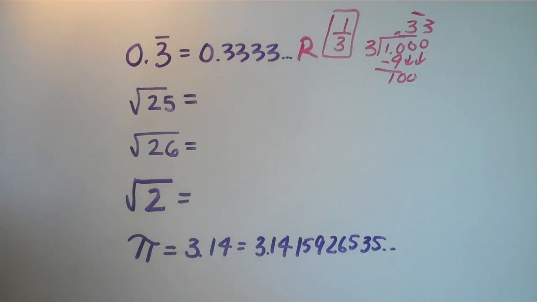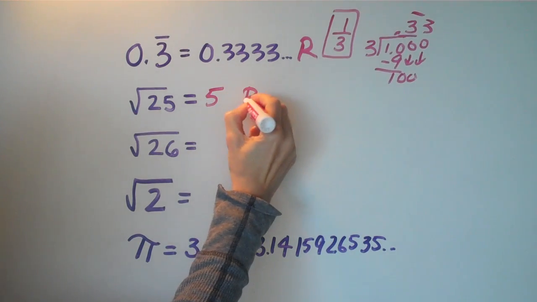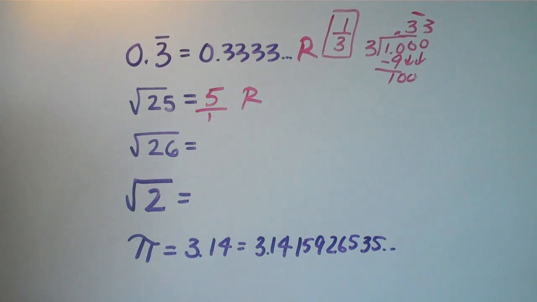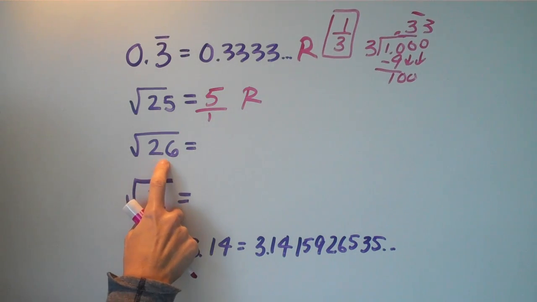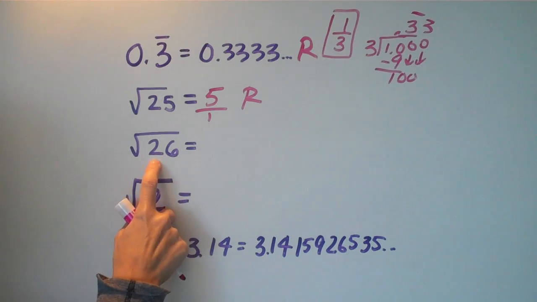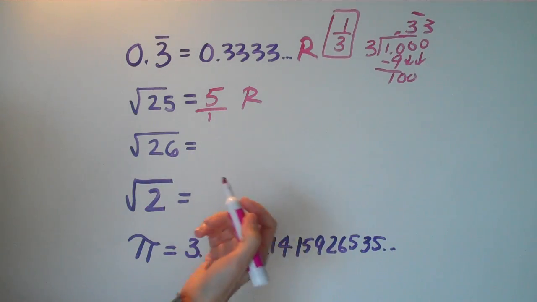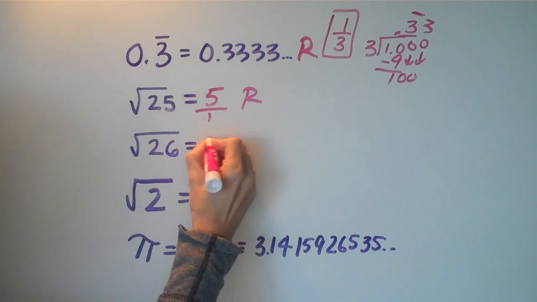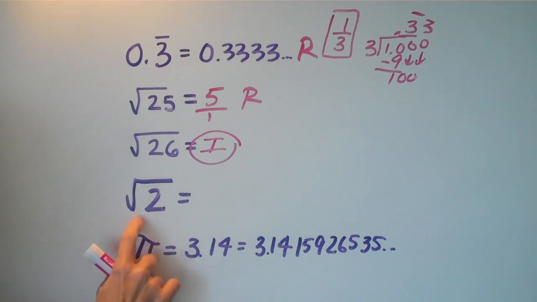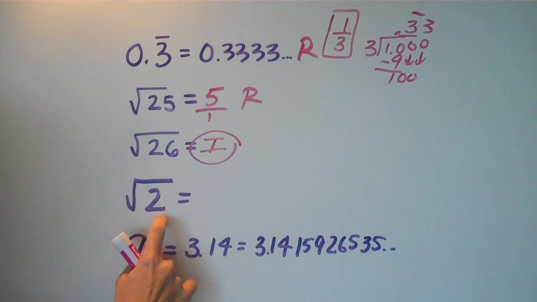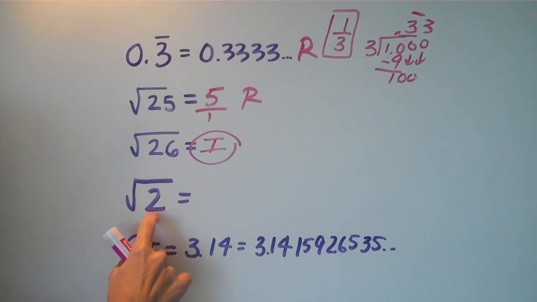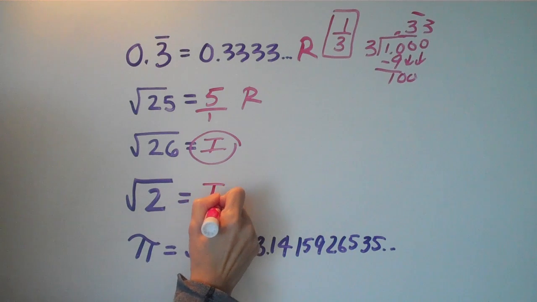And then the square root of 25 is 5, which is rational because we know 5 over 1 is a fraction. The square root of 26, this is a non-perfect square. Because it's a non-perfect square, it's never going to come to an end. It's not repeating, it's not terminating, so it is irrational. Square root of 2, still the same thing. These are both prime numbers. Anytime you have the square root of a prime number or a non-perfect square, they're irrational.